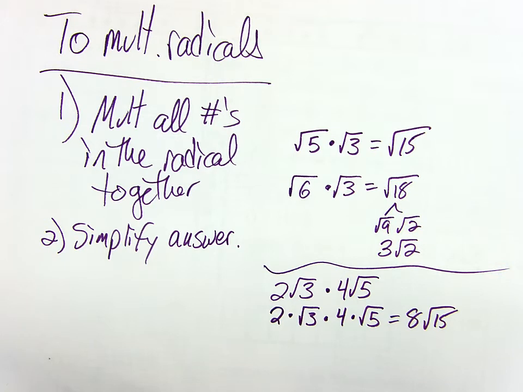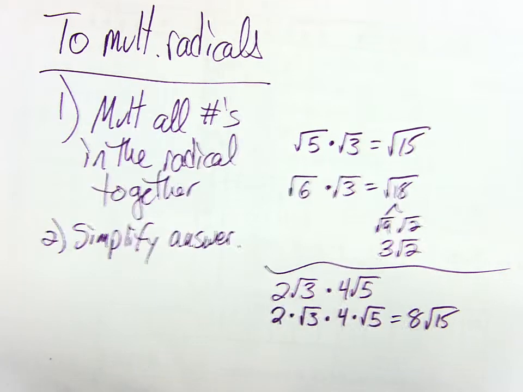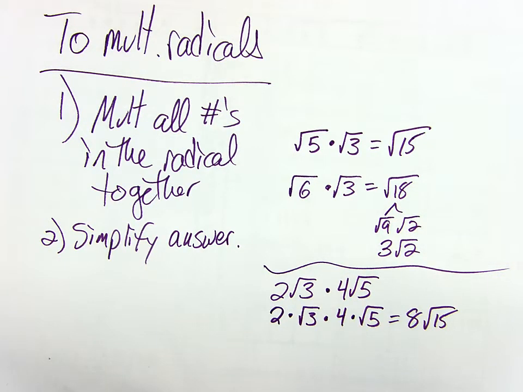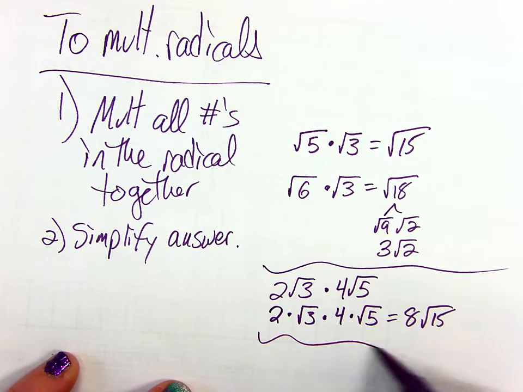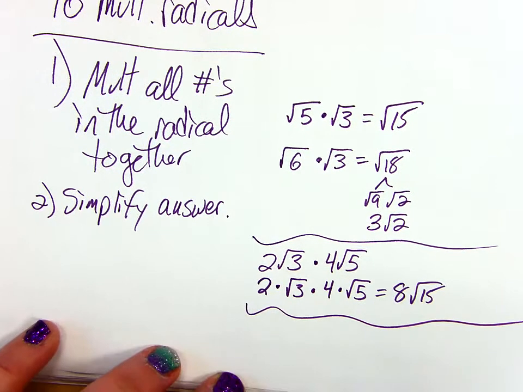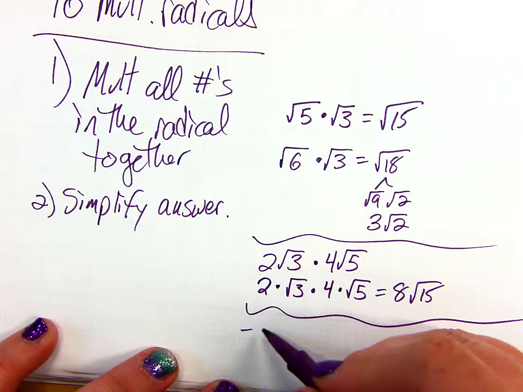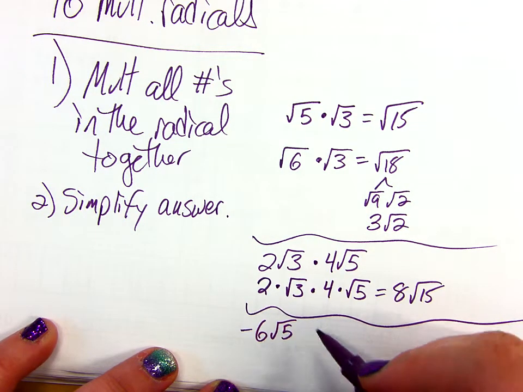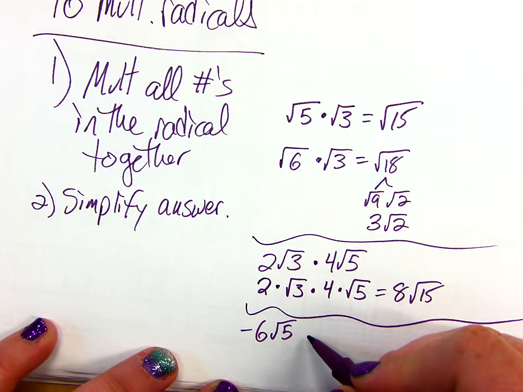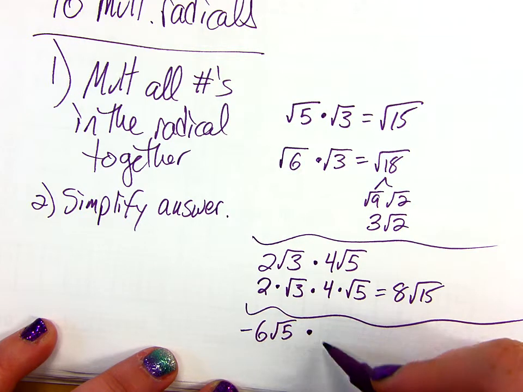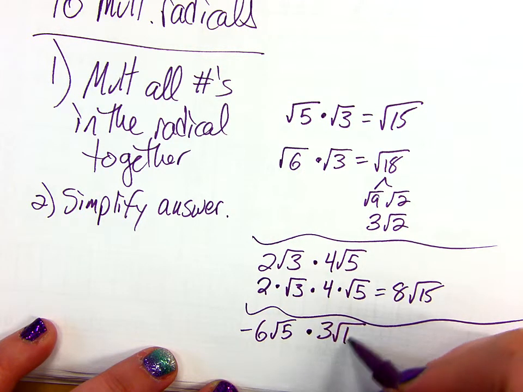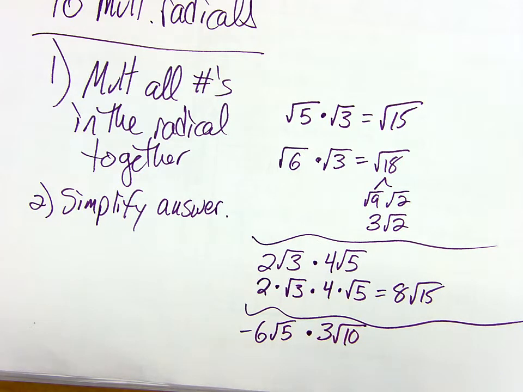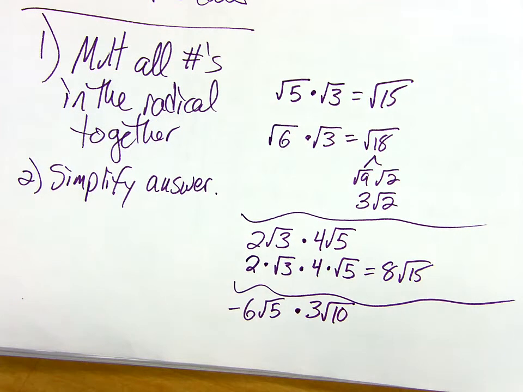I know. The only way it gets harder is if you have to simplify an answer. So let me give you a harder one. And let's throw some negatives in there. How about negative 6 root 5 times, I don't know, 3 root 10. Okay, everybody try that one. Multiply that together.